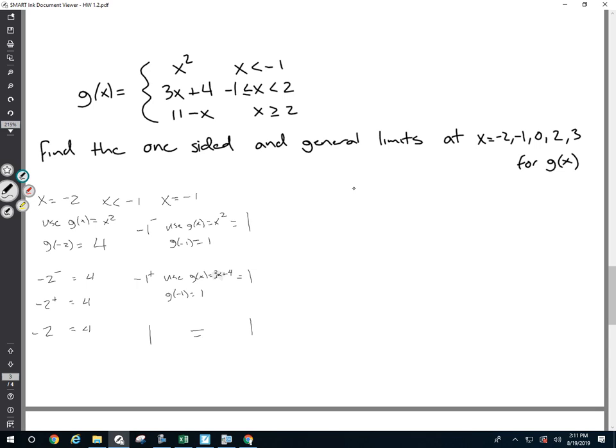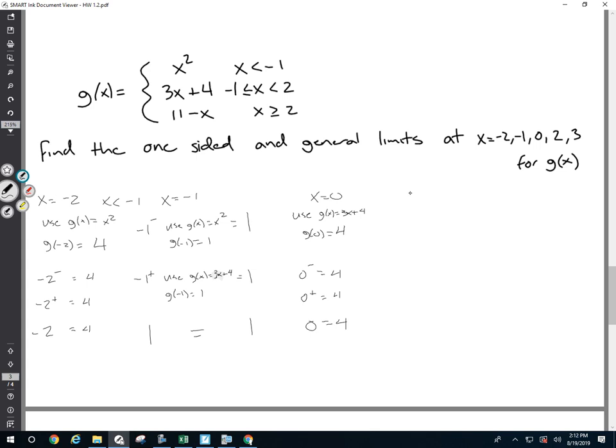Now at 0, well, that's between negative 1 and 2. I'm just going to use, and it's going to be a boring situation, 3x plus 4. And if I know what g of 0 is, which is 4, that's my left, that's my right, and my limit in general. So 0 from the left, 4, 0 from the right, ends up being 4, 0 in general is 4.